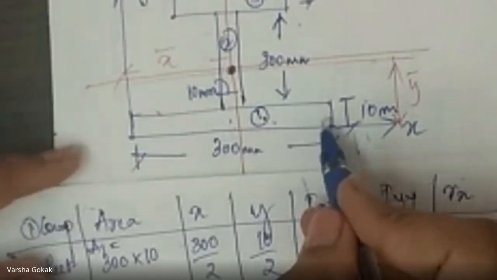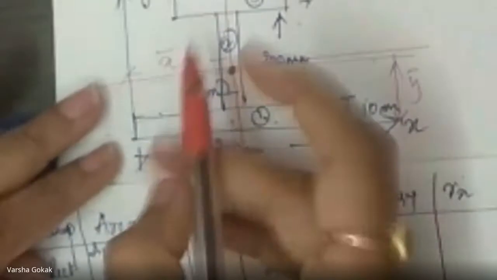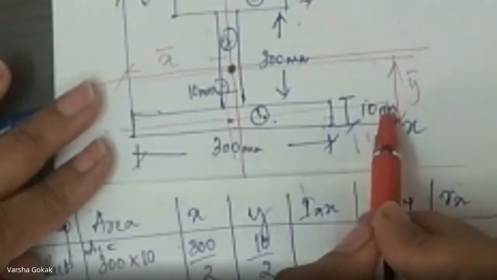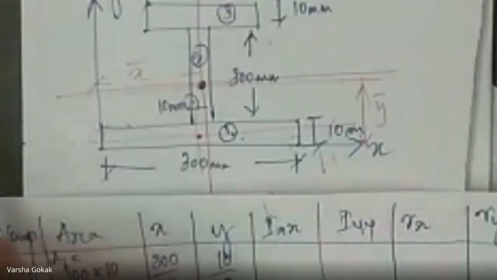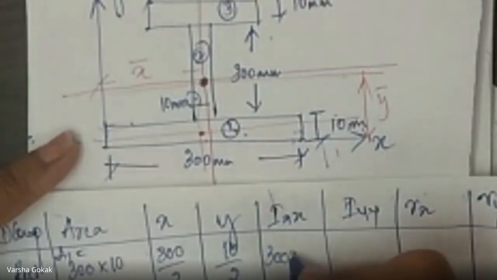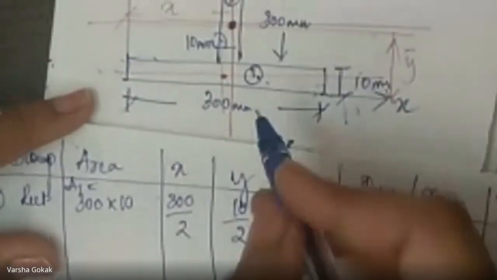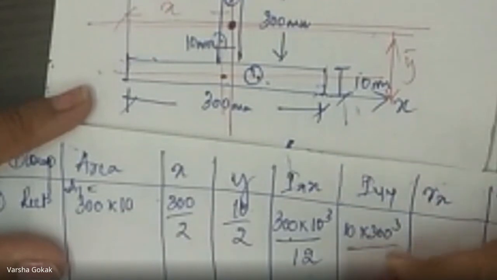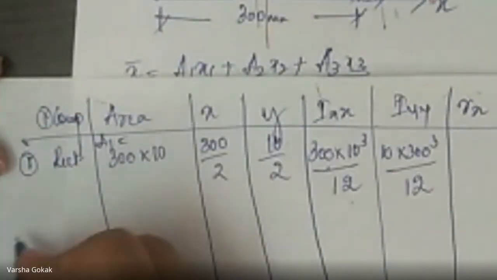What about IXX for this figure? This rectangle will have its own CG like this here. So what is the IXX value for this? IXX for a rectangle comes into picture now. B D cube by 12. B being 300, into 10 cube divided by 12. IYY is D B cube by 12. So 10 into 300 cube by 12 is your IYY. Clear? So till here, Rx and Ry we will write later. This is for the first one.